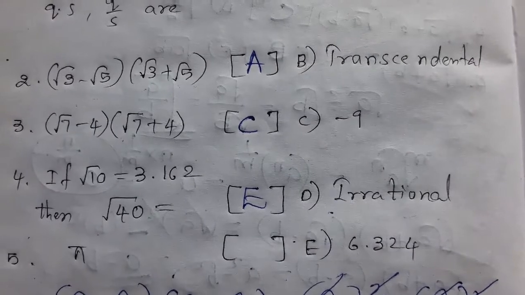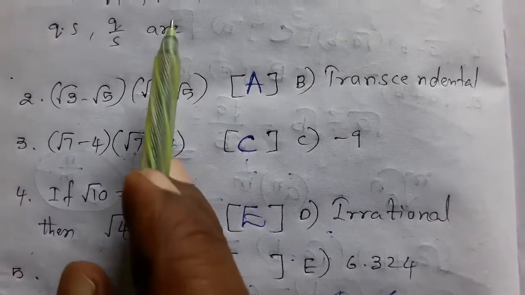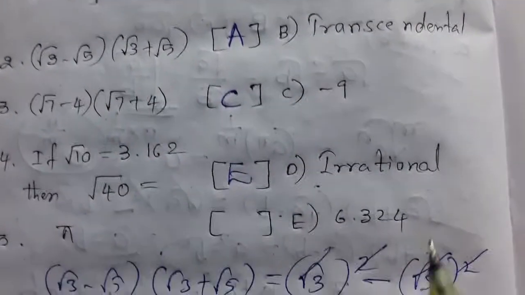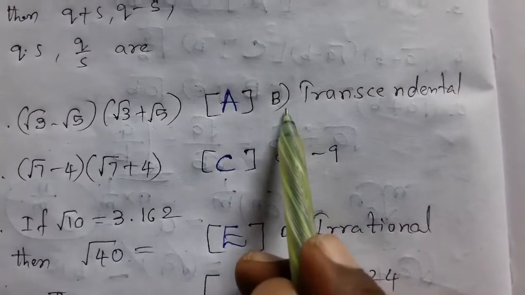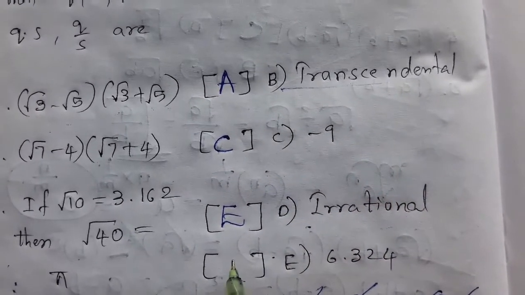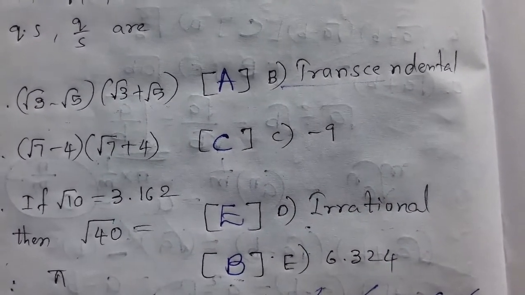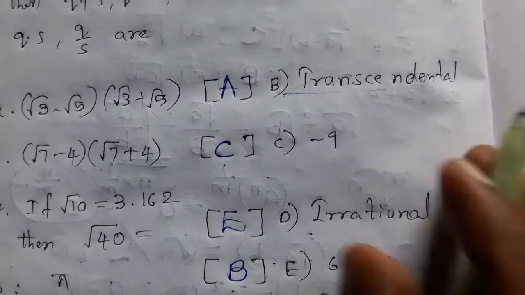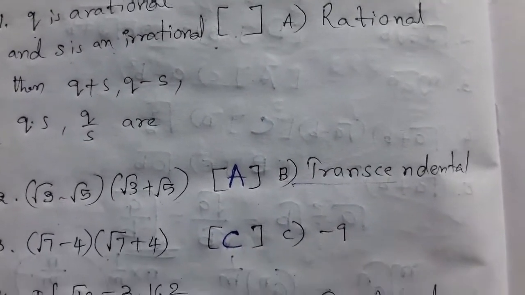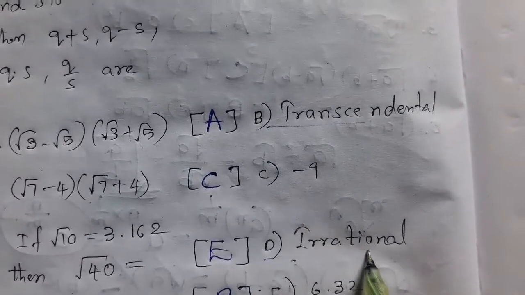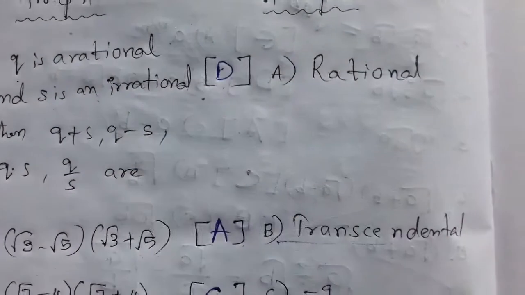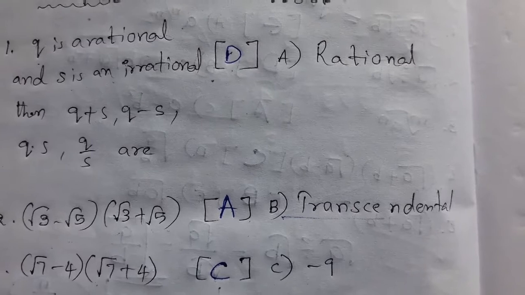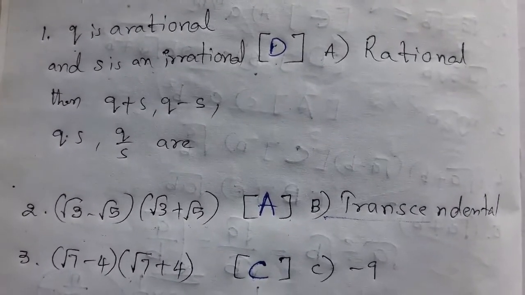What remains is the fifth and the first. Pi is a transcendental number, so pi is B. That means the fifth one is B. And the last one, there is only D that is irrational. So the first one is irrational. Which option is that? D. So these are the answers to the given questions. Thank you.